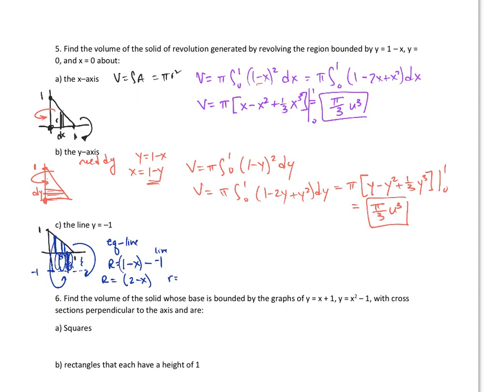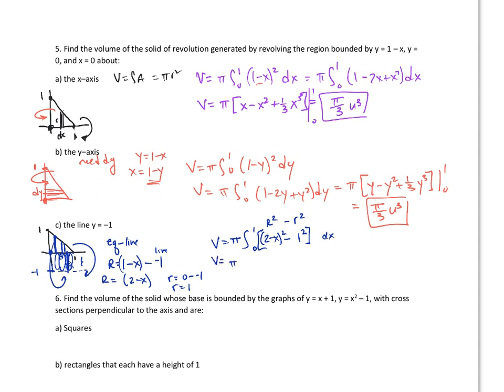The smaller radius is 0 minus -1, so in this case it'll just be 1. Our volume will be pi, and we're slicing it from 0 to 1 in the x. So we have our dx's, and this time we've got the larger radius squared minus the smaller radius squared. So this is 2 minus x squared, minus 1 squared, times that dx.